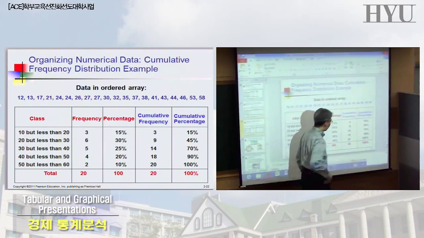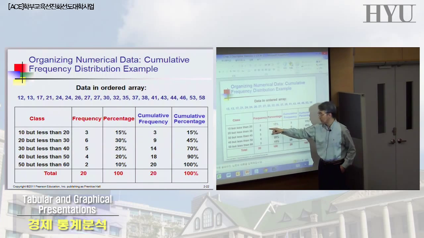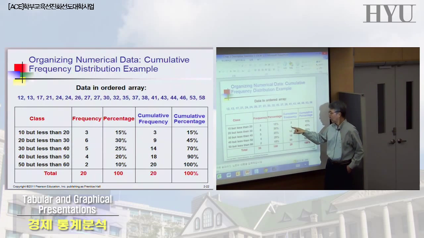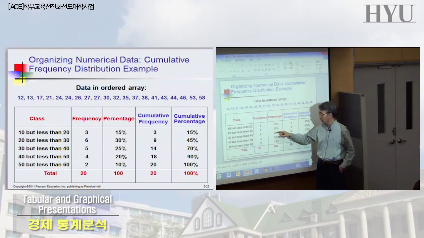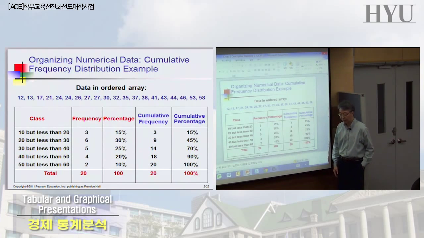So you can see here in the cumulative frequency column, 9 is, of course, 3 plus 6, and 14 is 9 plus 5. So you add the frequency in each class to the cumulative frequency of the previous class. Then you will find the cumulative frequency. And of course, the cumulative frequency of the last class would be exactly equal to the total.